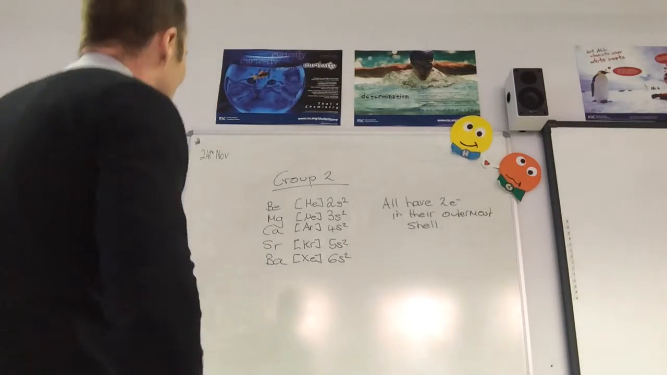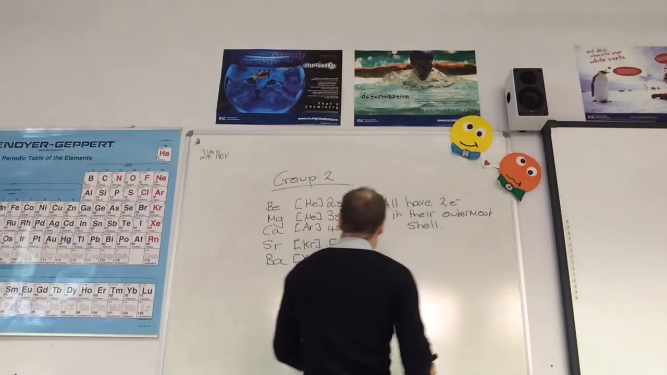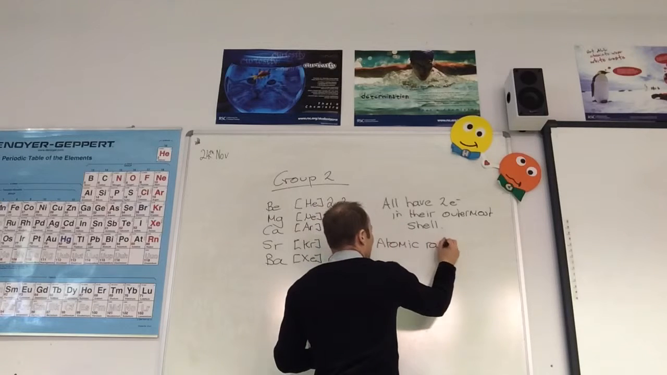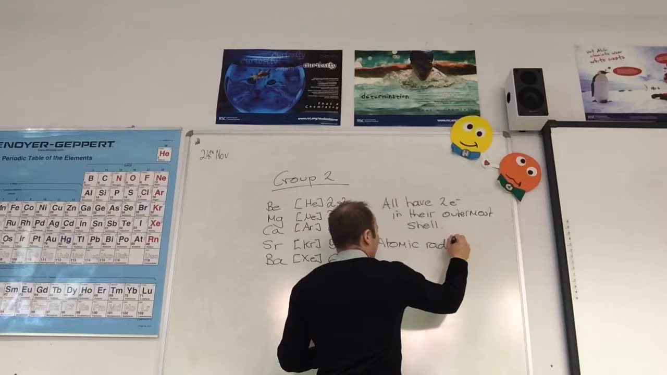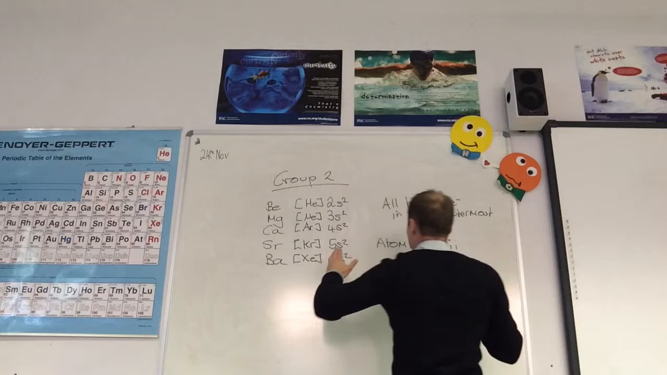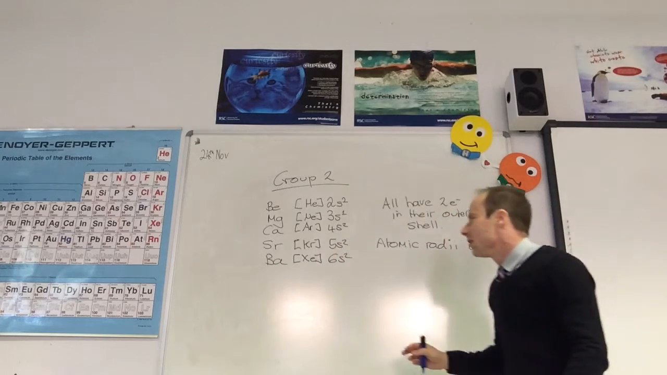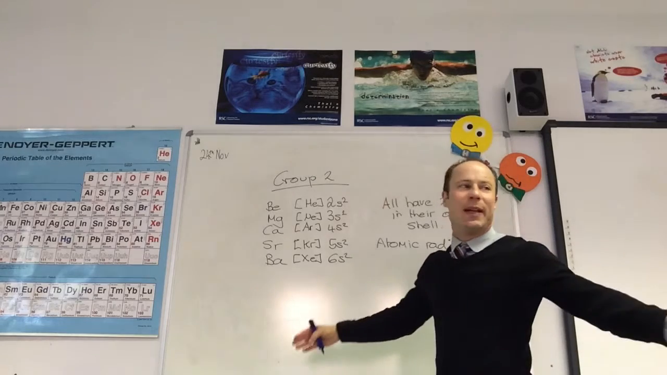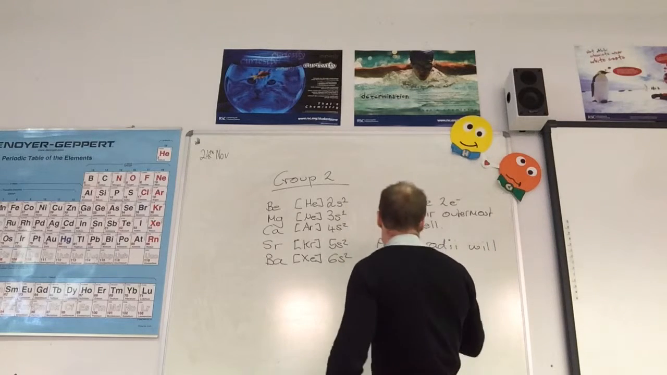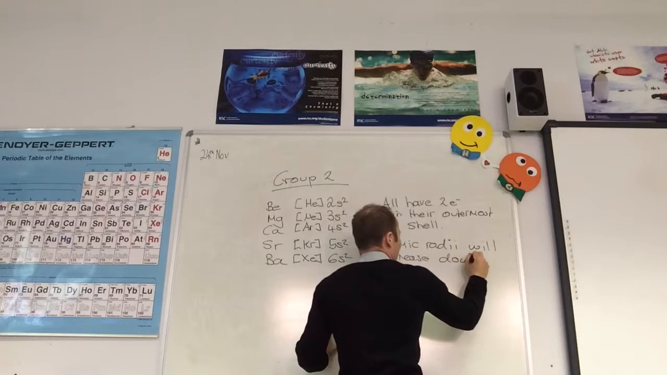So, let's have a look at a couple of trends. Now, this is going to recap periodicity, so we should be all right here. So, let's have a think about atomic radii. What's going to happen as I go down the group to my atomic radii? Will they increase or decrease? So, down the group, are they going to get bigger or smaller? They're going to increase, yeah, they've got to increase because they're having more shells, aren't they? Atomic radii will increase down the group.